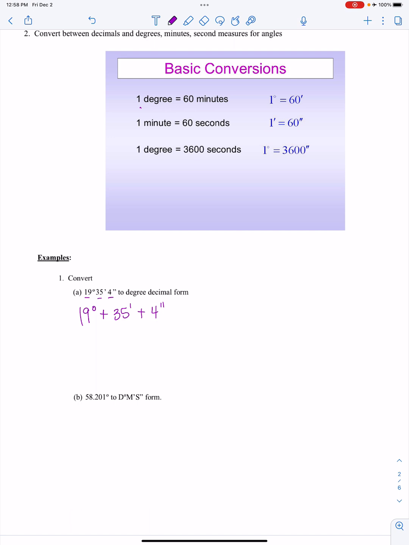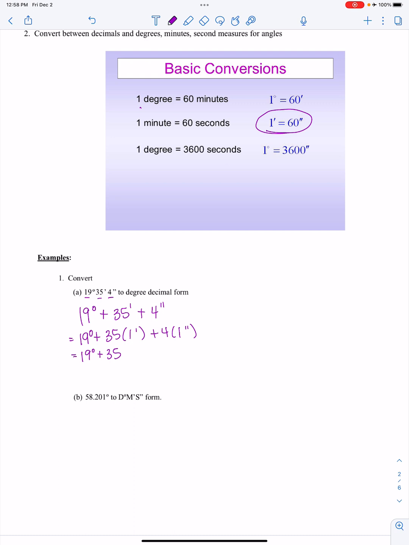Well, I know that 35 minutes is just the same as 35 times 1 minute. And I also know that 4 seconds is the same as 4 times 1 second. Now, why am I doing that? Well, because I know how these things are going to break down. I know how 1 minute makes 60 seconds. So that's very, very helpful to me to have it in units of 1. So I have 19 degrees, 35 times my 1 minute, because I had 35 minutes, so 35 times 1 minute.